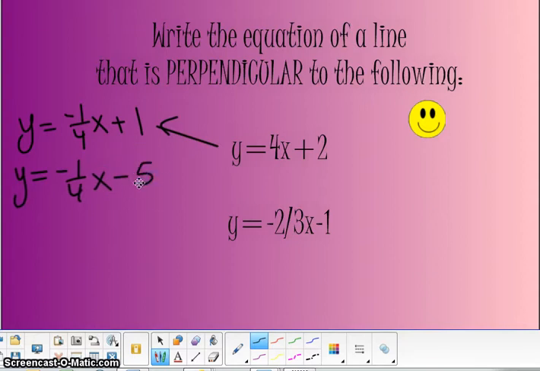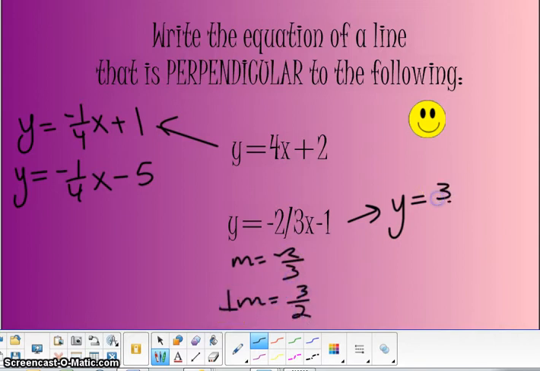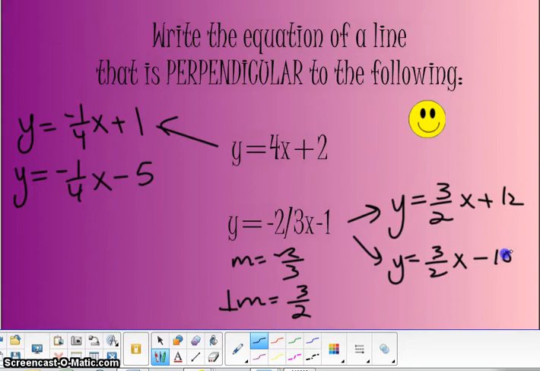the opposite reciprocal slope. And then the next one, y equals negative 2/3 x, the opposite reciprocal of that, the perpendicular slope, is 3/2. So y equals 3/2 x plus 12, and y equals 3/2 x minus 102. Both of those are going to be perpendicular to the second equation.